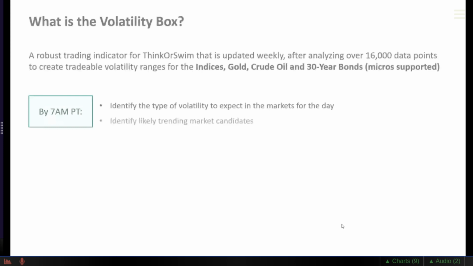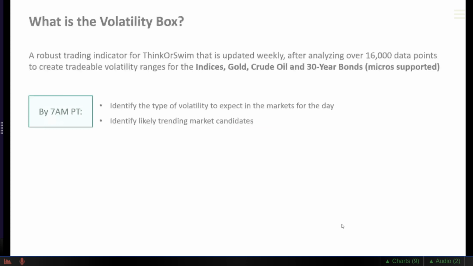Also, you can identify likely trending markets by 7 a.m. And that's what we were able to do today. Not quite by 7 a.m., but we used the same rule sets and we knew trending markets early on in the day as a result of the PMI numbers. And I'll show you examples of all of these.